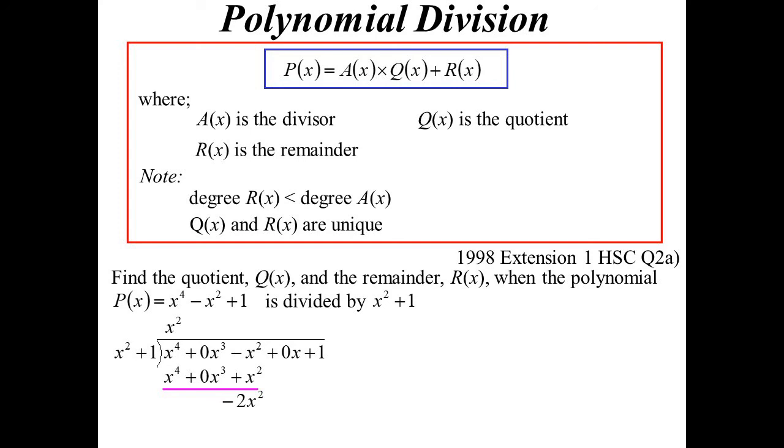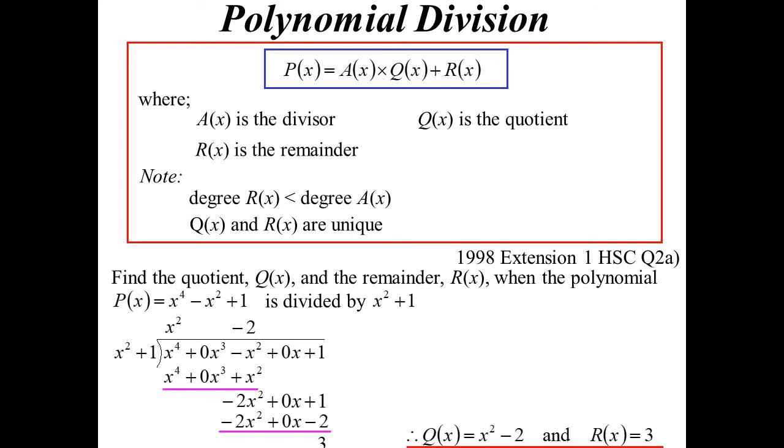But the degree of the remainder is the same in this case as the degree of the divisor, so we can keep going. x squared into minus 2x squared, minus 2. Multiply out, we get minus 2x squared minus 2. You'll notice I brought down the other terms that we haven't used yet, so the 0x and the plus 1. Work out our remainder. 1 minus minus 2 is 3. The degree of the remainder now is 0, which is less than the degree of the divisor, so that's where we stop. So we want to make sure we answer the question. The question said find the quotient, so the quotient is x squared minus 2, and the remainder is just 3.